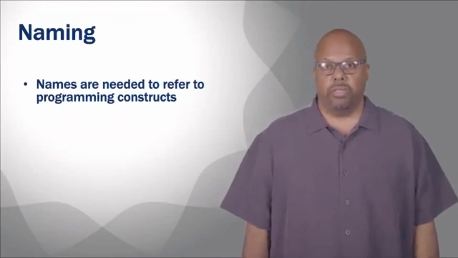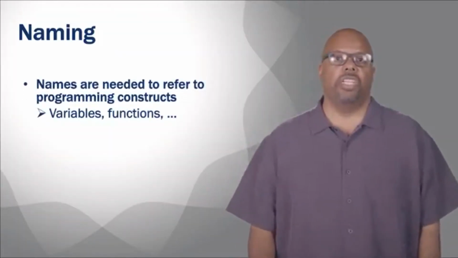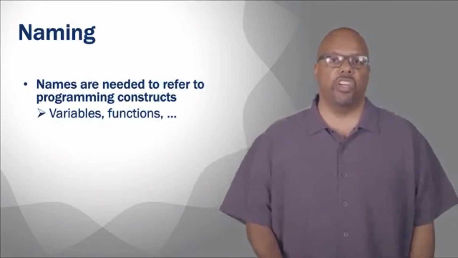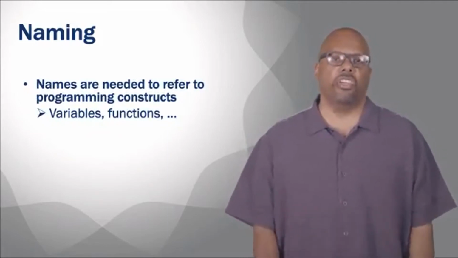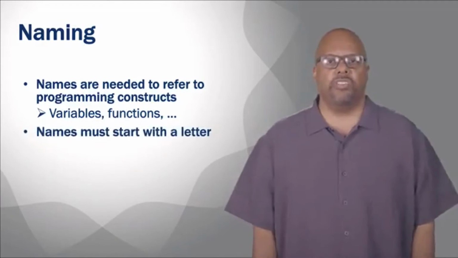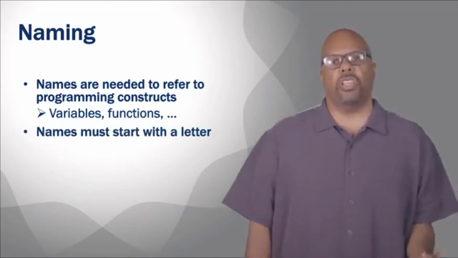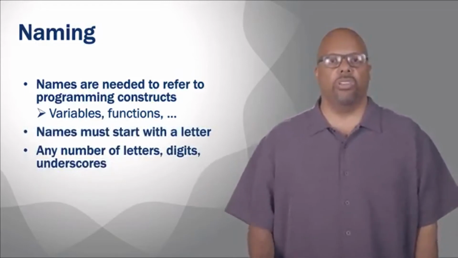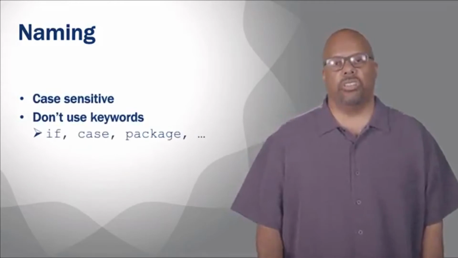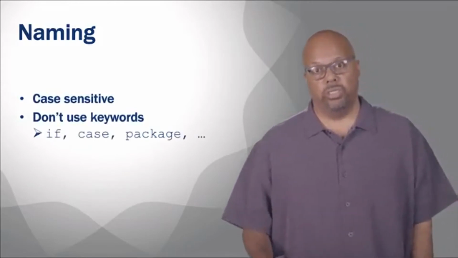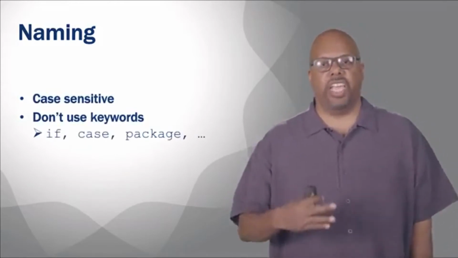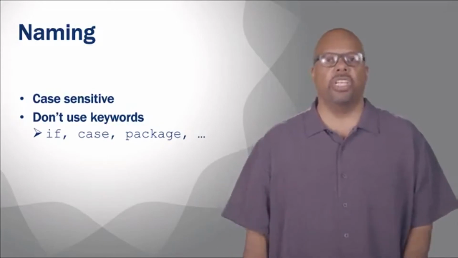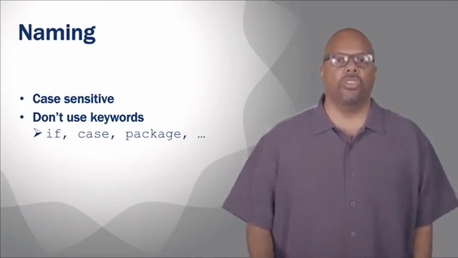So first there's naming. You need names for variables, for functions. You need names to refer to things in your code. So names for variables and things like that need to start with a letter. They can have any number of letters and digits and underscores. They are case sensitive in Go, and you can't use keywords. There's a list of keywords. You can Google these or look them up. But if, case, package, all the different keywords of the language, you can't use those as the names.